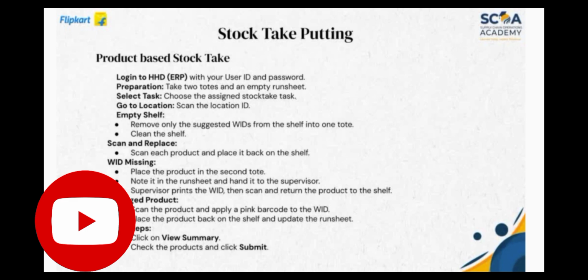Scan the location ID. Remove only the suggested WIDs from the shelf into one tote. Clean the shelf. Scan each product and place it back on the shelf. Place the missing product in the second tote. Note it in the run sheet and hand it to the supervisor. Supervisor prints the WID, then scan and return the product to the shelf. Scan the product and apply a pink barcode to the WID. Place the product back on the shelf and update the run sheet. Click on View Summary. Click Submit.